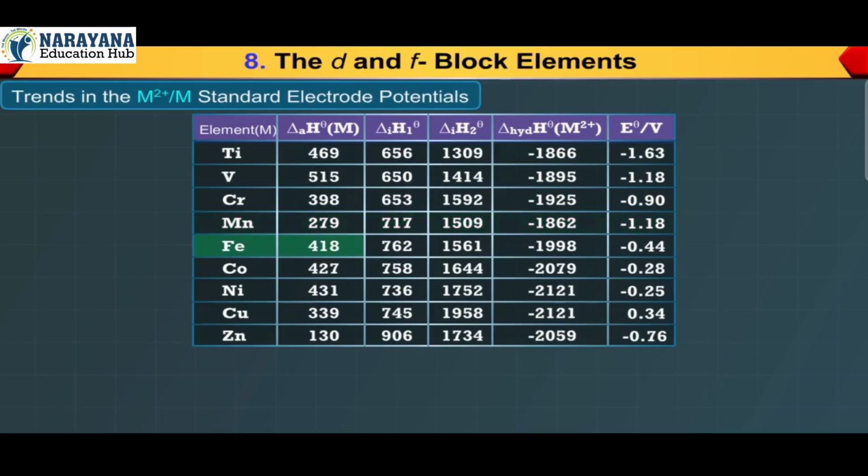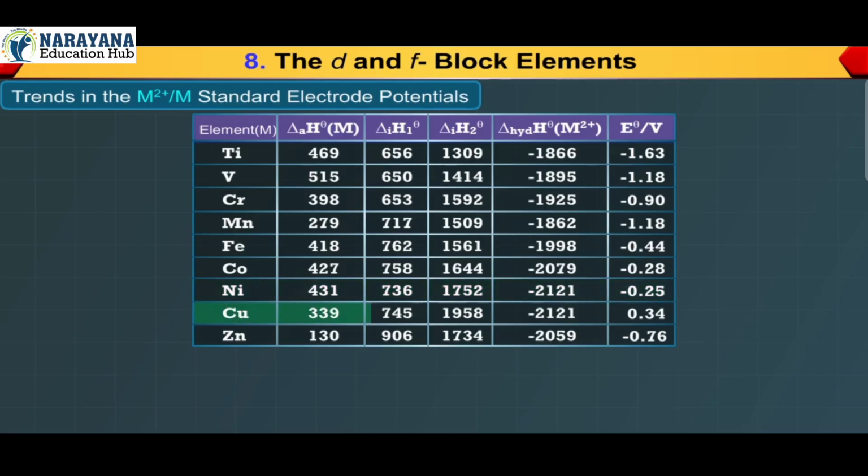Iron: 418, 762, 1561, −1998, −0.44. Cobalt: 427, 758, 1644, −2079, −0.28. Nickel: 431, 736, 1752, −2121, −0.25.